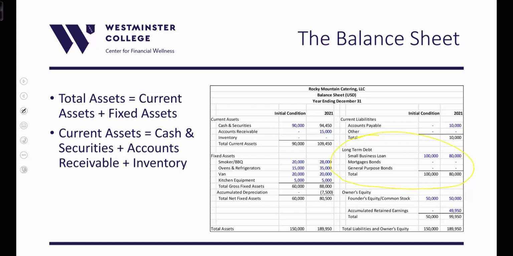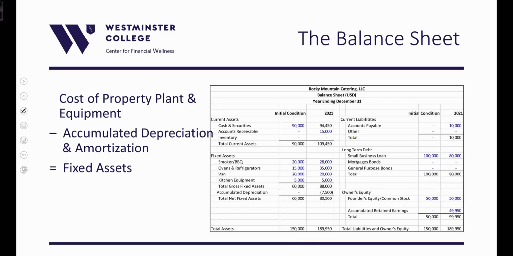And if you take a look, we end up with $150,000 of total assets in our initial condition, but we only end up with $100,000 in the sum of the current liabilities, which were zero, and our long-term debt at the initial condition. Well, the $150,000 of assets minus the $100,000 we owe is the company's owner's equity at this initial point in time. Again, as we explore the balance sheet, we're looking now at fixed assets.